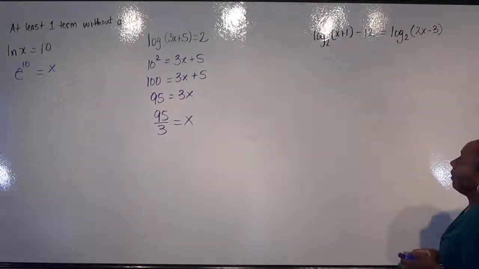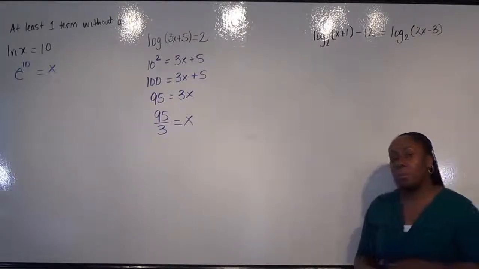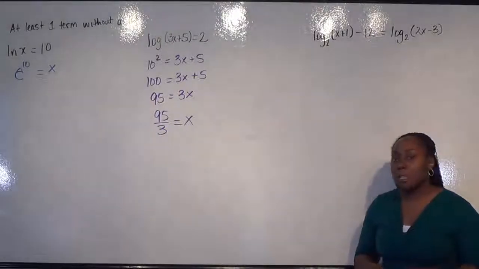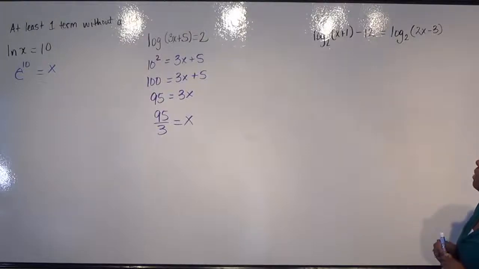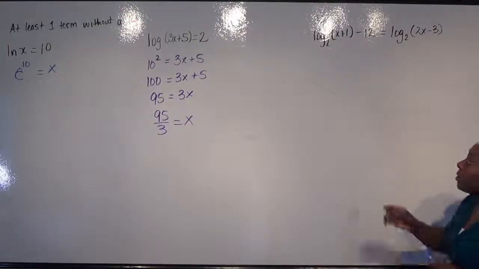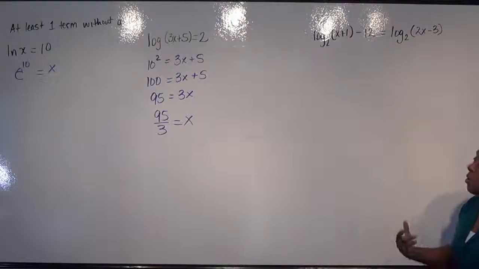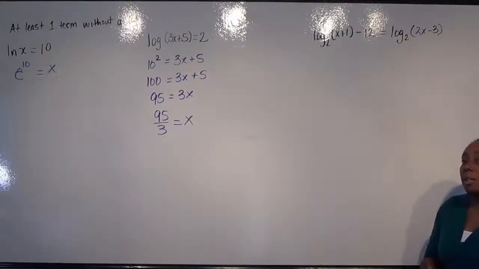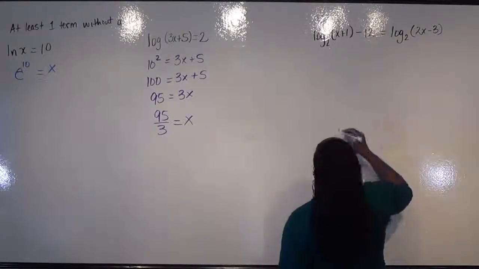This last example is the one that I said is going to get a little bit more involved. It's still the same type of problem, but it just has a couple extra steps. So here we can see log base 2 of x plus 1 minus 12 equaling log base 2 of 2x minus 3. Again, the first thing we notice is that there's a term in here that doesn't have a logarithm. So I want to start by isolating that term. I want to get all the logs to one side and get that 12 to the other side.